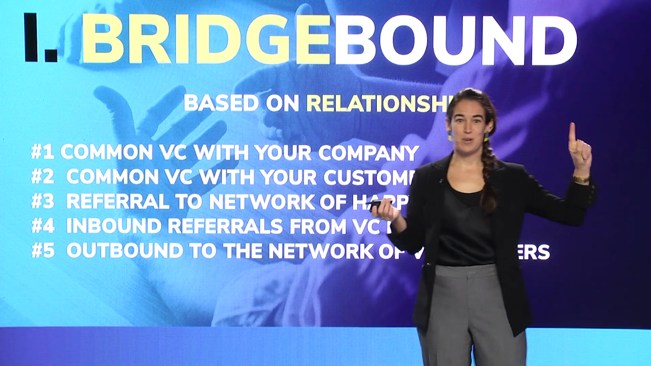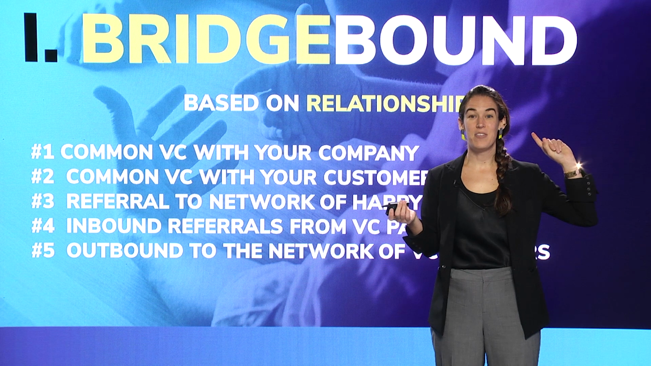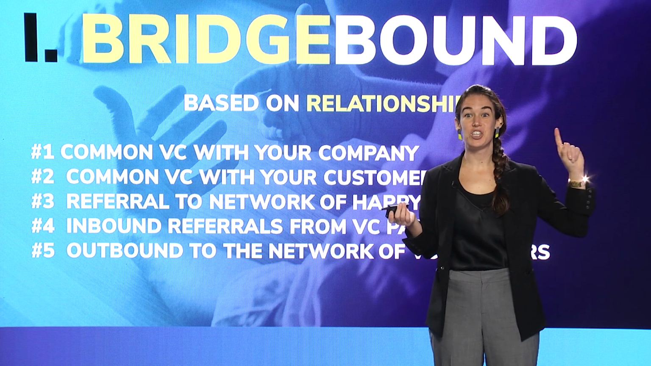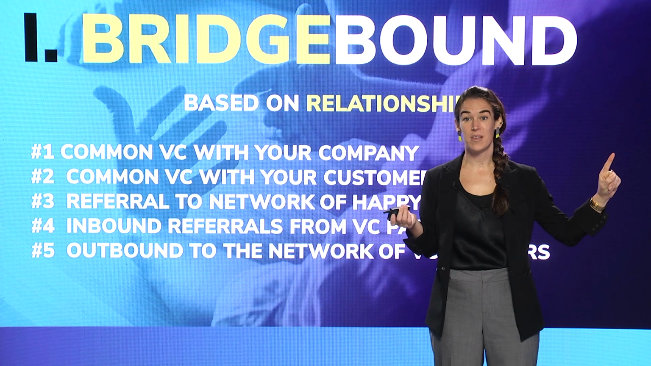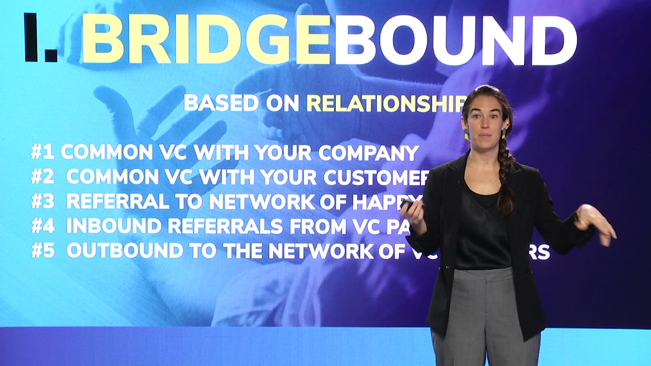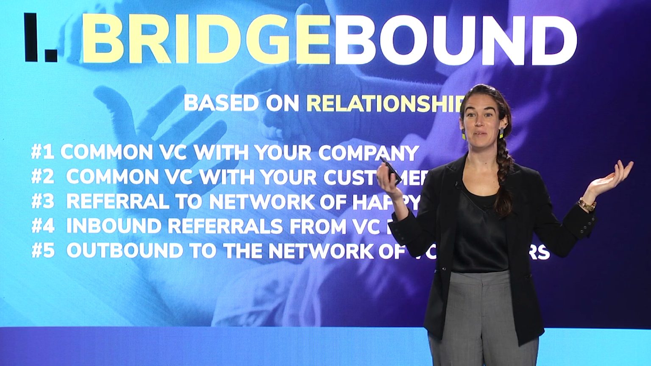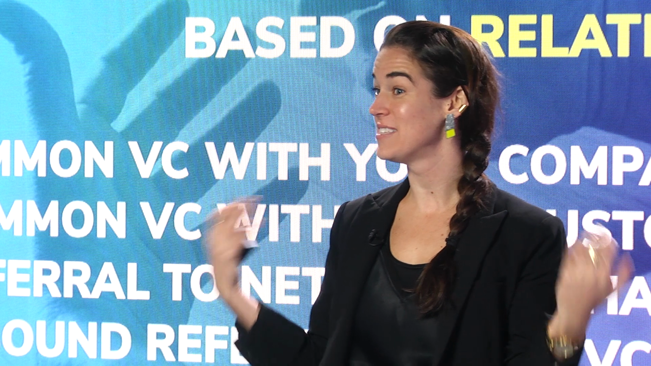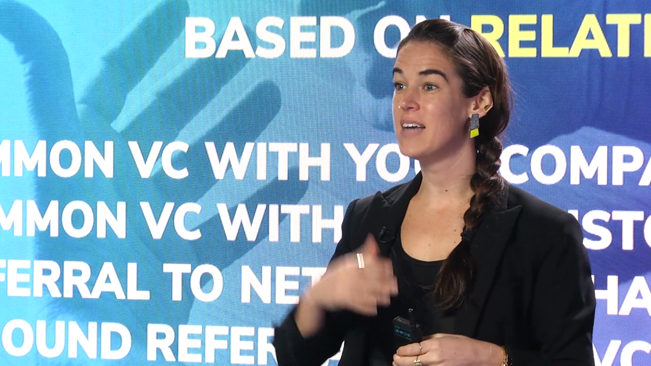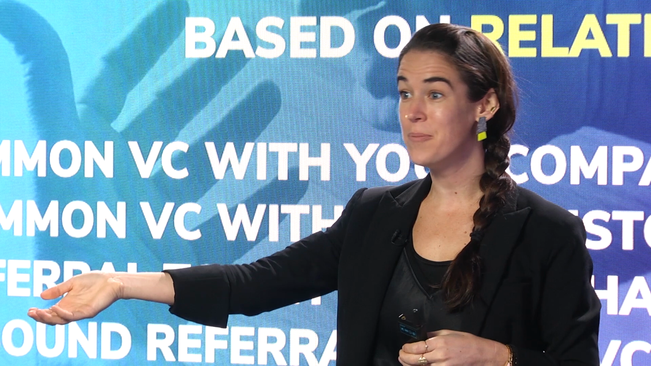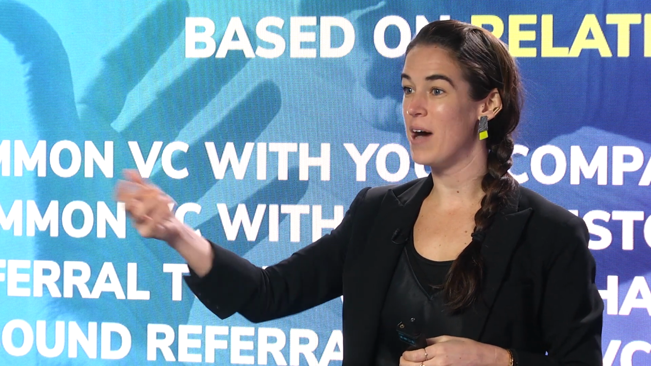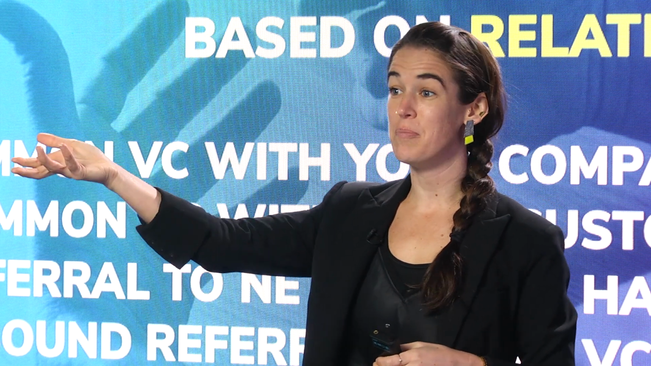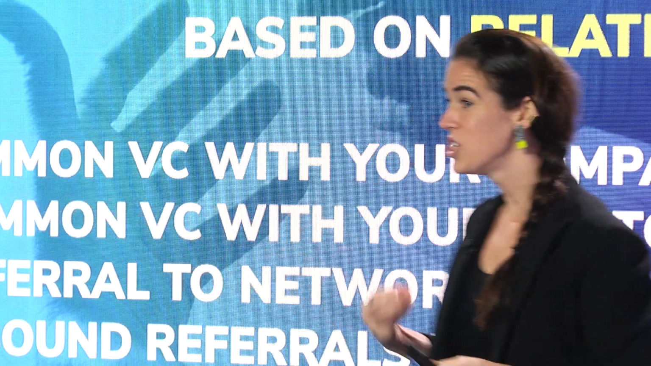So number 1 for bridge bound based on relationship, the companies that you are prospecting into that share a common VC with you. So let's say, for instance, Flip the Script is invested in by Bessemer Venture Partners. Bessemer, if you're watching, I'm well aware that you have not invested in my company. But let's say that they invested money in Flip the Script, and I want to prospect into Twilio. And Twilio, or PagerDuty, is also backed by Bessemer Venture Partners. So we share a common VC.